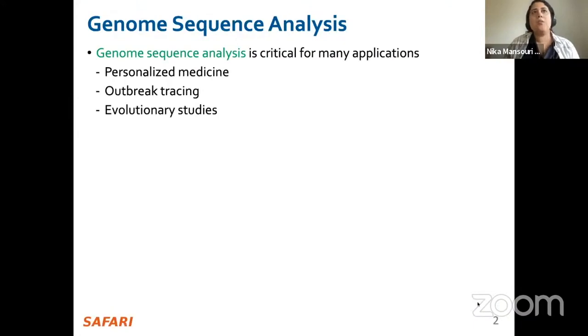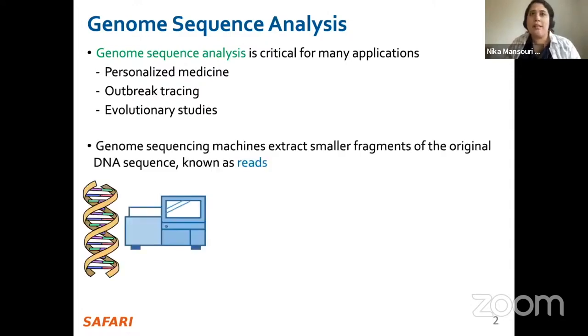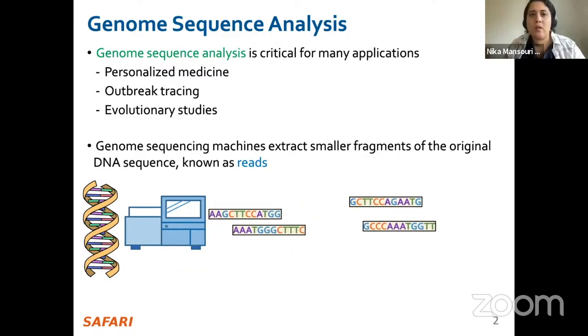Okay, so genome sequence analysis is critical for many applications, such as personalized medicine, outbreak tracing, as we've seen over the past years, and evolutionary studies. Genome sequencing machines extract smaller fragments of the original DNA sequence known as reads. Basically, when you have a DNA sequence as your input, these genome sequencing machines read them in small parts because they cannot read them as a whole. So these smaller fragments that get extracted in terms of the DNA alphabet, we call these things reads.